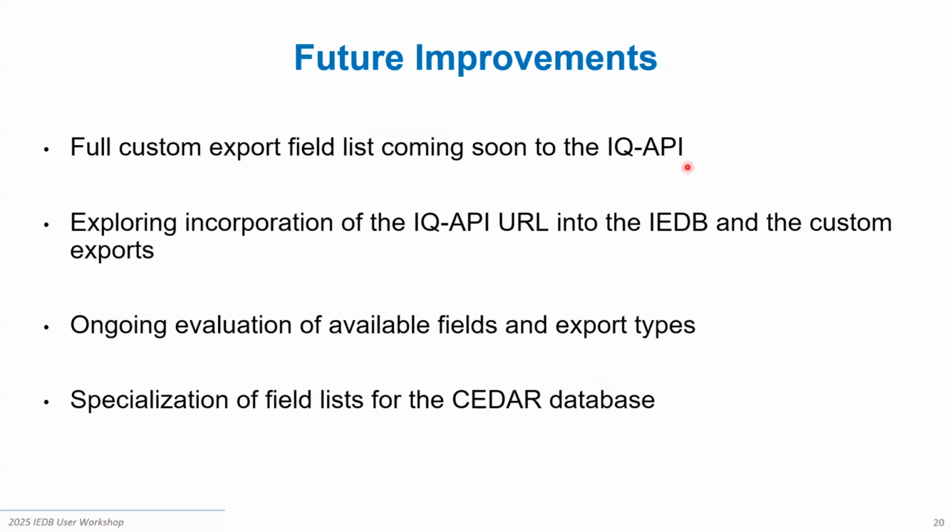We added the custom export field to the API, which I'm going to go over after this. We are currently in the development of including the API URL into our exports when applicable. And we're constantly evaluating what fields and export types we are going to include. In fact, we have a special one that is going to be gone over with the receptors on one of the other days of this workshop. And then also we're looking at specializing the field list for the CEDAR database, which is the IEDB's sister cancer website.